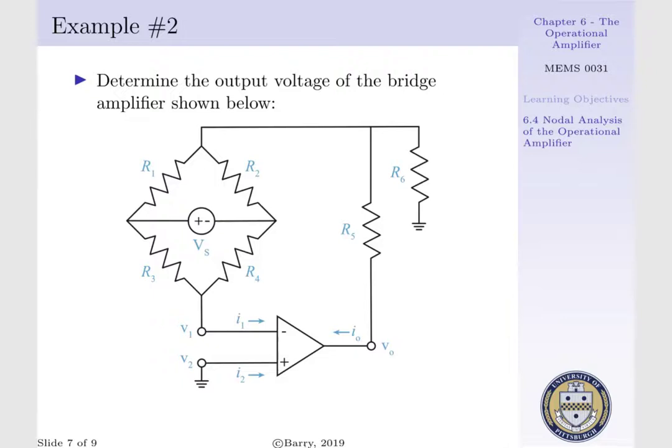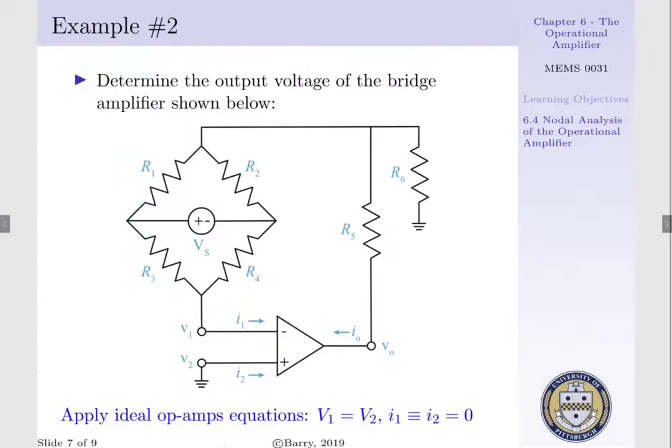In example 2, we want to determine our output voltage of the bridge amplifier shown below. The bridge refers to our resistors R1, R2, R3, and R4 connected in a diamond pattern with their voltage source existing between R1, R3, and R2 and R4. To begin, we will apply our ideal operational amplifier equations. That is, V1 will be equal to V2, and I1 will be equivalent to I2, which are identically equal to 0.